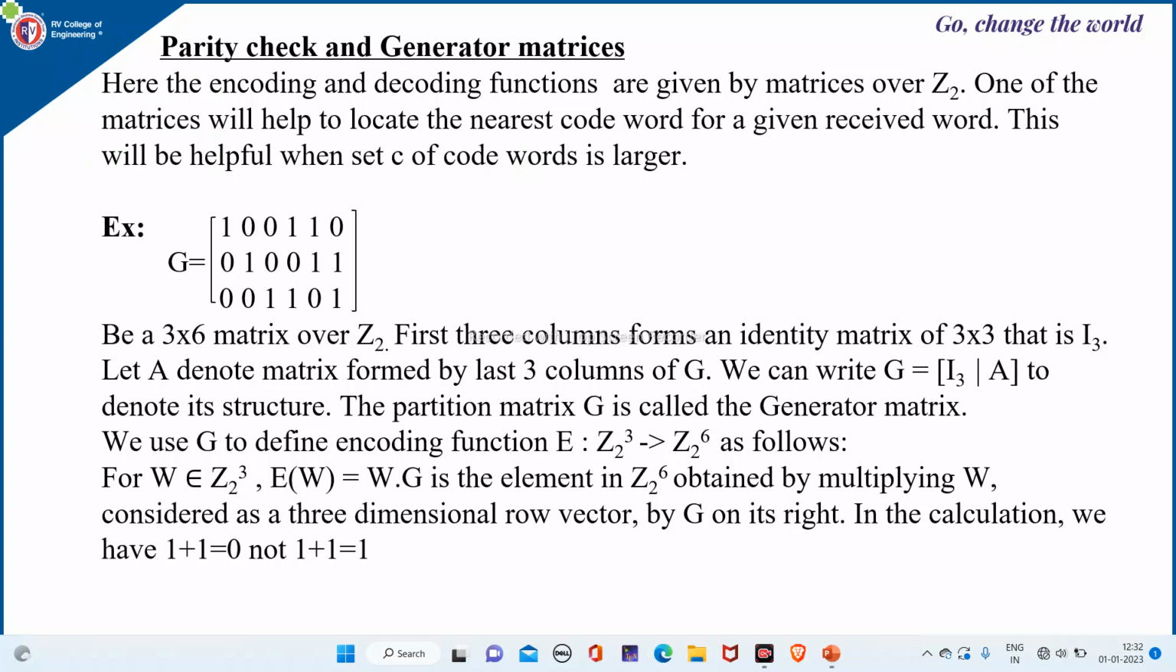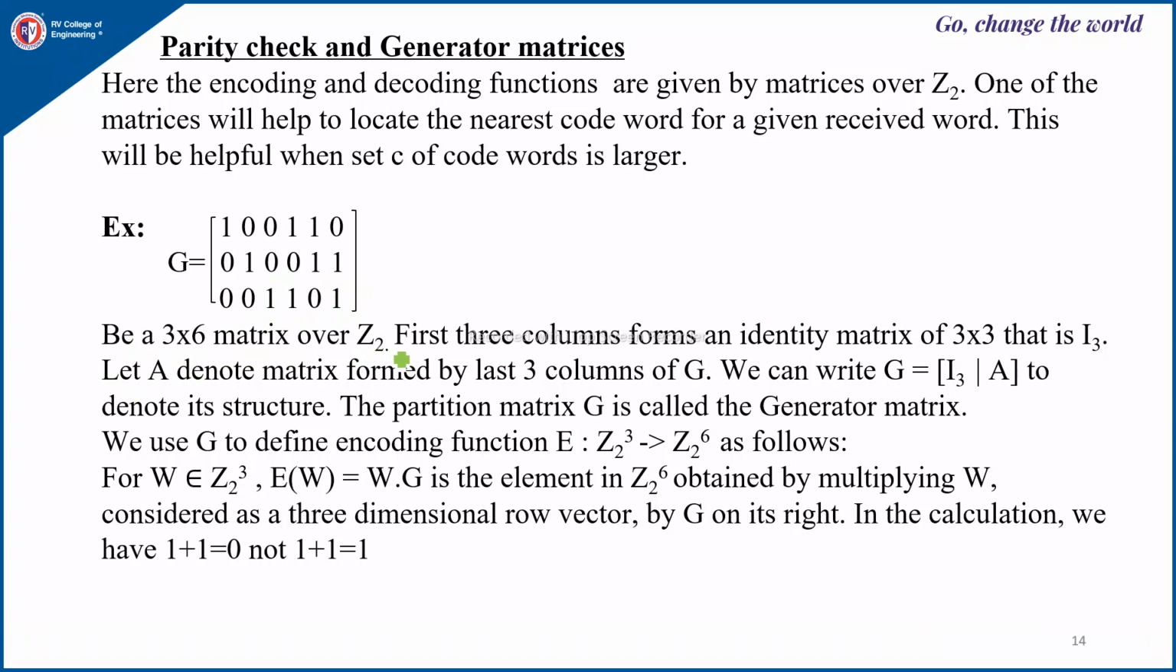So suppose I consider that the generator matrix, or G matrix, is given by 100110, 011001, 010101. It is a 3x6 matrix over Z2. Here the first three columns, if you observe, form an identity matrix, which is written as I3, and the second matrix, let us denote it by A. So A will be the last three columns of the G matrix. Now I can write G as I3 concatenated with A. That is, first write the I3 matrix, an identity matrix of 3x3, followed by this A matrix, to denote this structure. This partition of G is called a generator matrix.